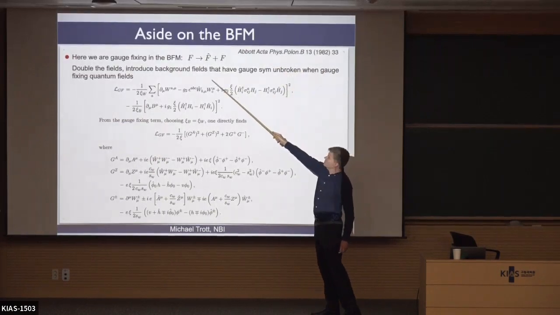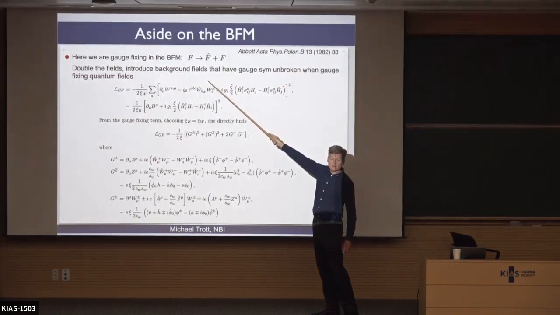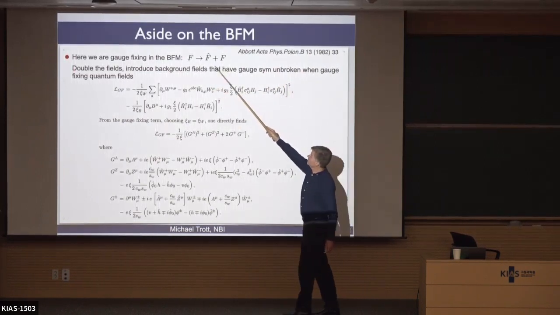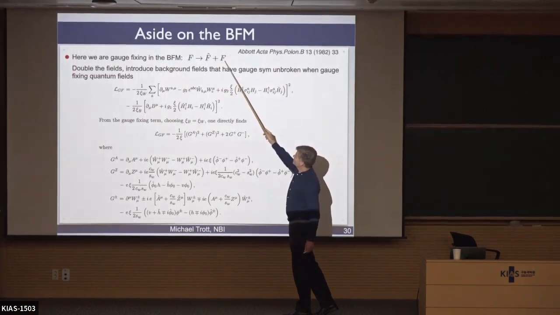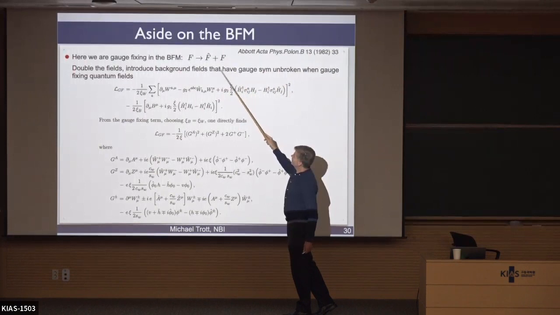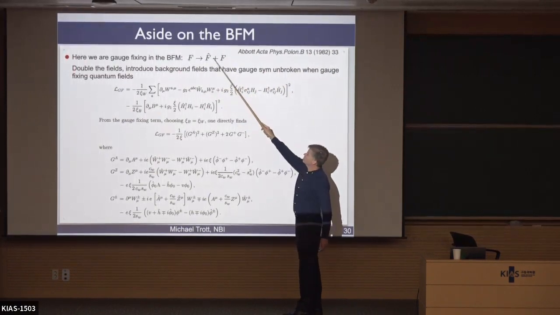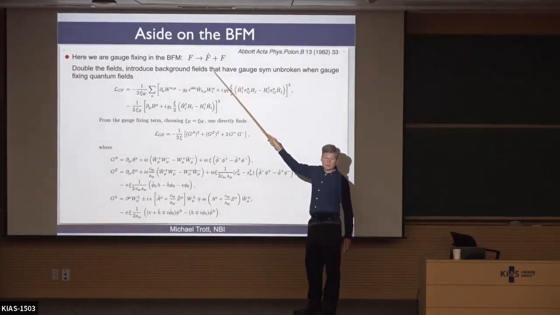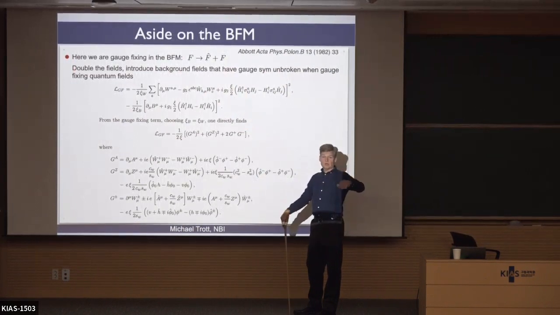Essentially what you do there is you double the fields. You take your fields and you say to yourself, I want to preserve the background fields having the gauge symmetry, and I want to only gauge fix the quantum fields that have to be gauge fixed due to the calculation. So this background field has a hat, and the quantum field is just split off from this. You gauge fix the quantum field in a way, and you choose your gauge fixing condition so you preserve the background gauge symmetry. That's nice because the intermediate steps of your calculation have the gauge symmetry manifestly preserved.